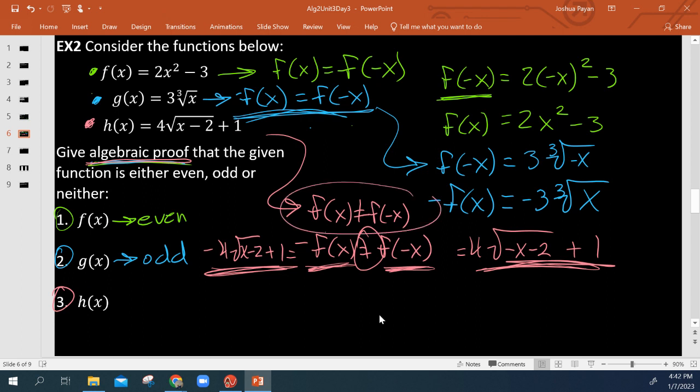And we obviously know this is also true, right? Because it is not the same thing to say that the square root of negative x minus 2 is the same thing as the square root of positive x minus 2. Okay, so that tells me, based on the graph that we saw and the algebra that we just did, this is neither even nor odd.